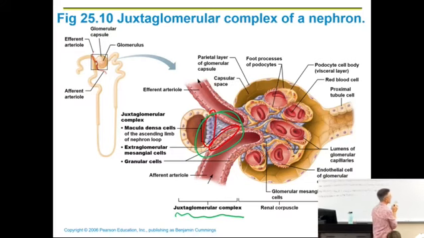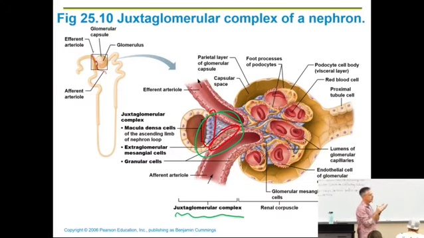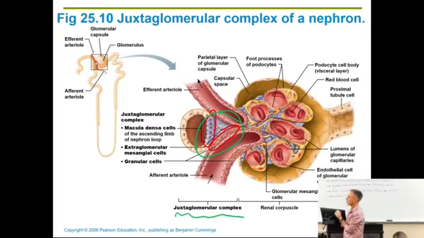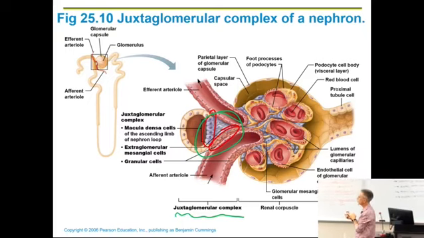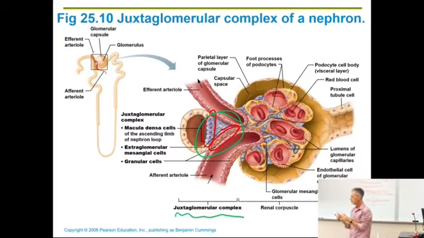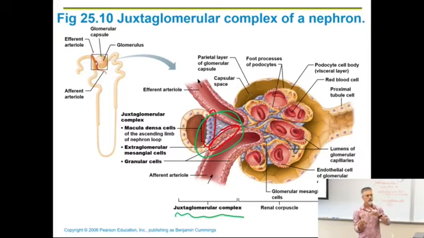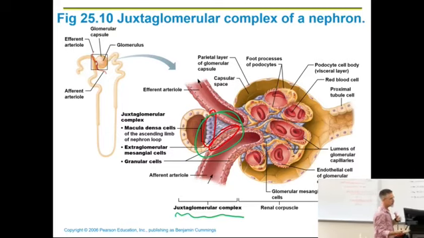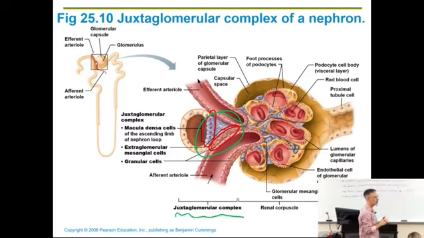So that juxtaglomerular complex has mechanoreceptors in it, like pressure receptors, checking blood pressure. It also has chemoreceptors, in essence, that are checking the chemical composition of it. And based on that, if it needs to, we can adjust the glomerular filtration internally to make sure that we are filtering enough or not filtering too much, right?